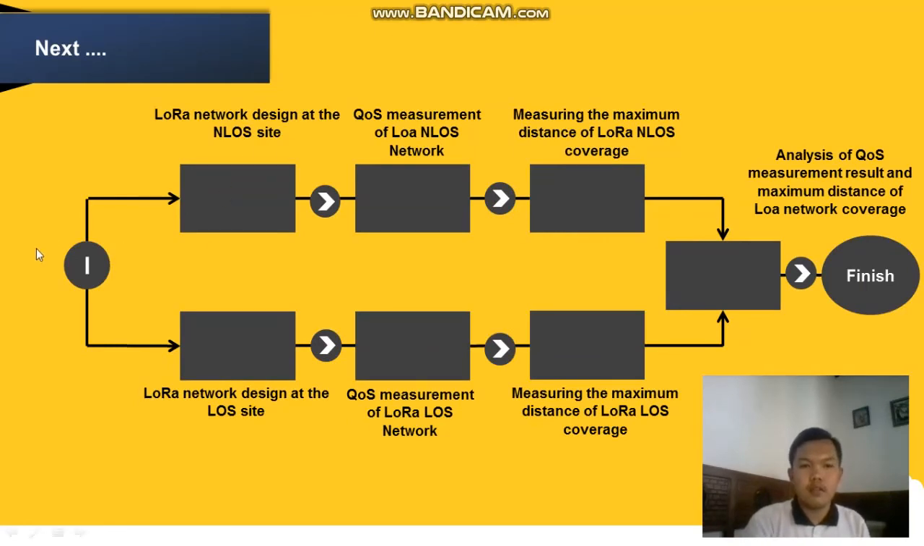The next flowchart step is input for LoRa network design at the loss side. Next, cost measurement of LoRa network. Next, measuring maximum distance of LoRa coverage. Measuring the maximum distance of LoRa coverage. Next, this process is analysis of QoS measurement result and maximum distance of LoRa network coverage. And next, finish this process.